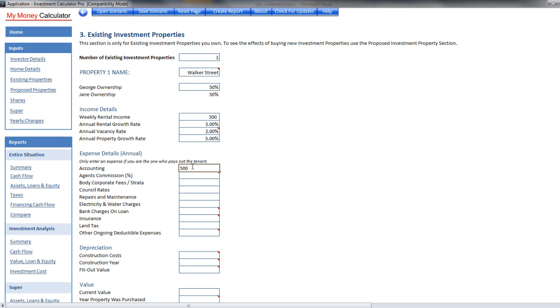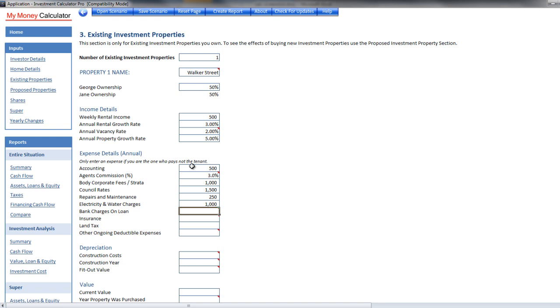Let's say there are $500 in accounting fees each year for paying accountants to handle depreciation schedules and tax variations, etc. In this example, let's also assume the couple pay an agent a 3% commission each year to manage the property. The property is a relatively new place with strata fees of around $1,000 a year. Council rates of around $1,500 a year. And repairs of, say, $250 a year. And let's say there are electricity charges of $1,000 a year.